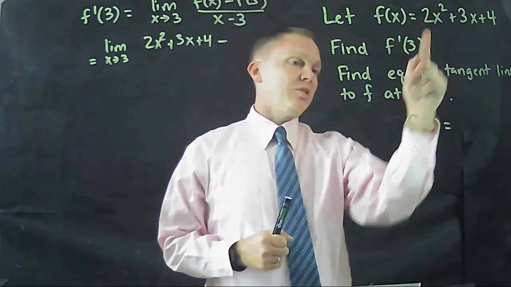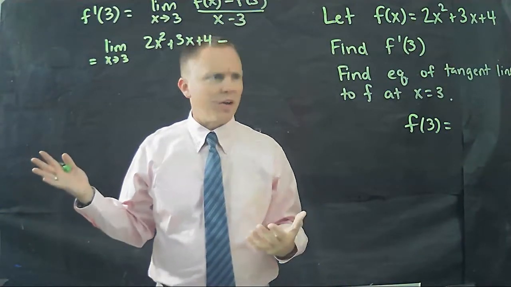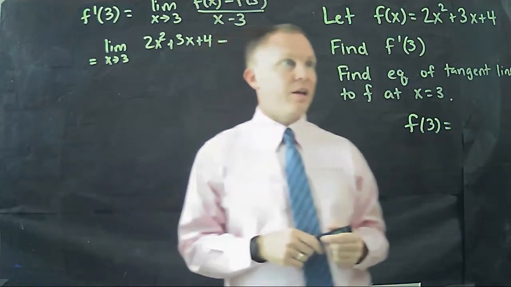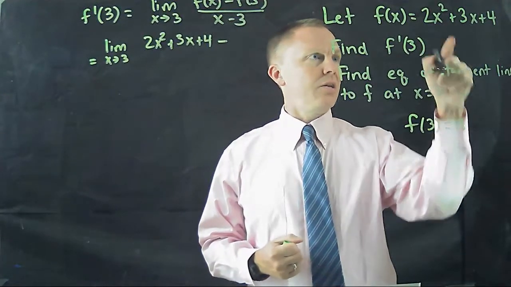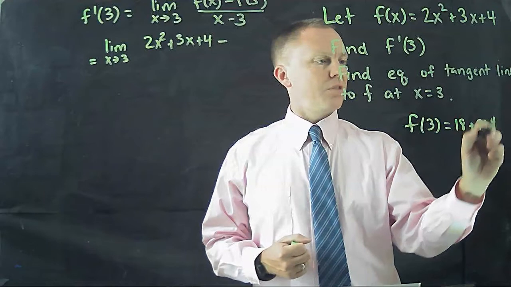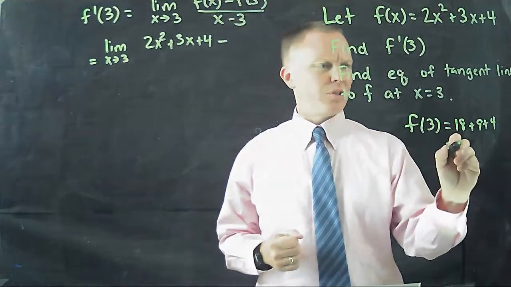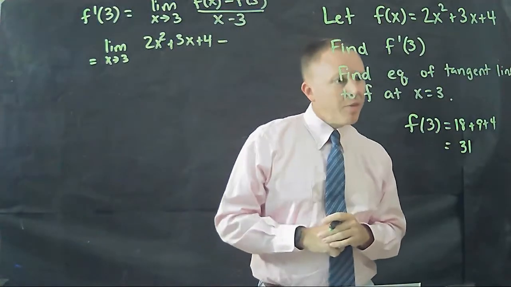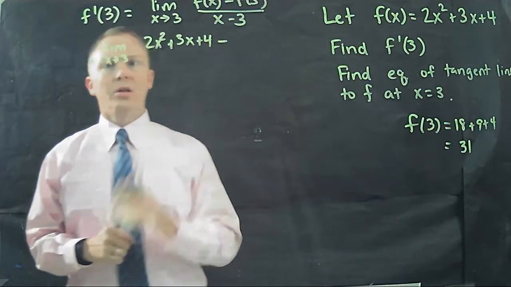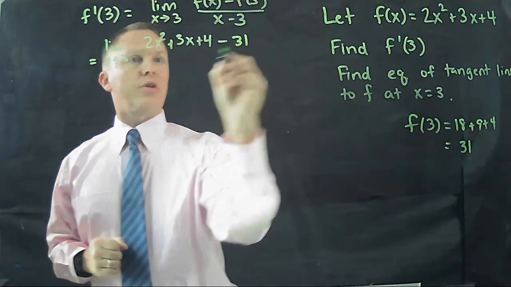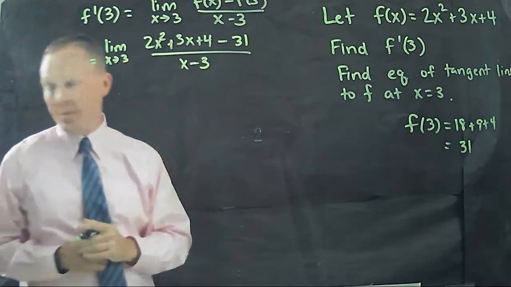So we're going to compute this. Now, if this was a more complex function, you probably would throw it into a calculator to get the value. I think we could probably do this in our head. So 3 squared is 9, times 2 is 18, 3 times 3 is 9, plus 4. So 9 plus 18 plus 9 is 27, plus 4 is 31. Check me on that. Yeah, I think so. All right. So now I'm going to say minus 31 right here, and then over x minus 3.